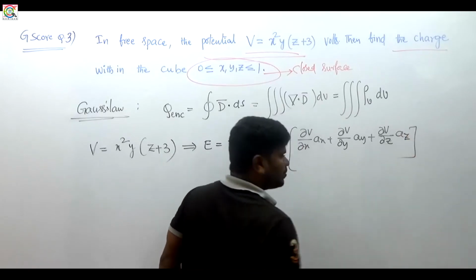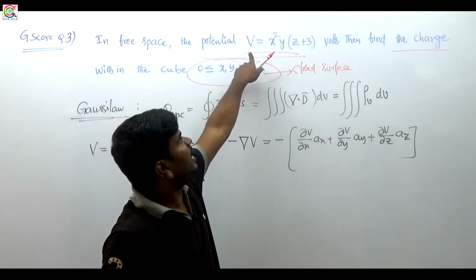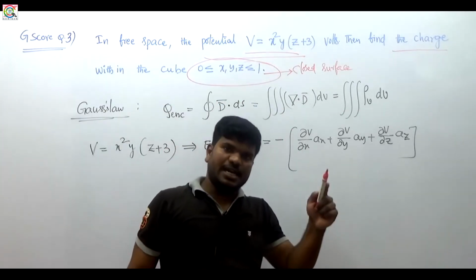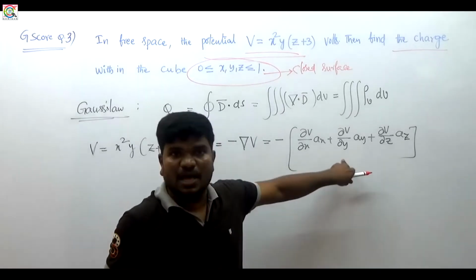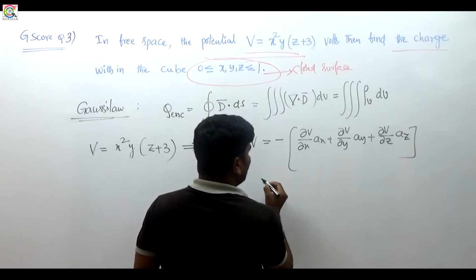So this is the expression of the gradient in the Cartesian system. Suppose the given potential function is given in Cartesian, cylindrical or spherical; then this will not be the expression for the gradient, right?